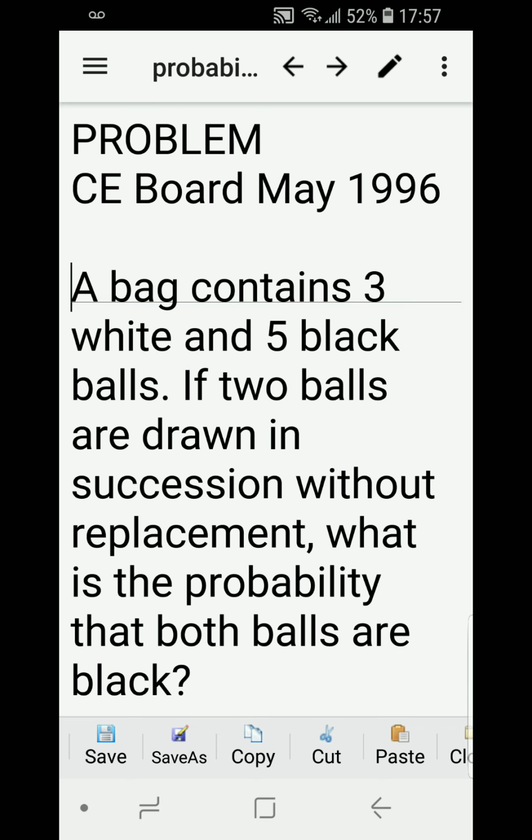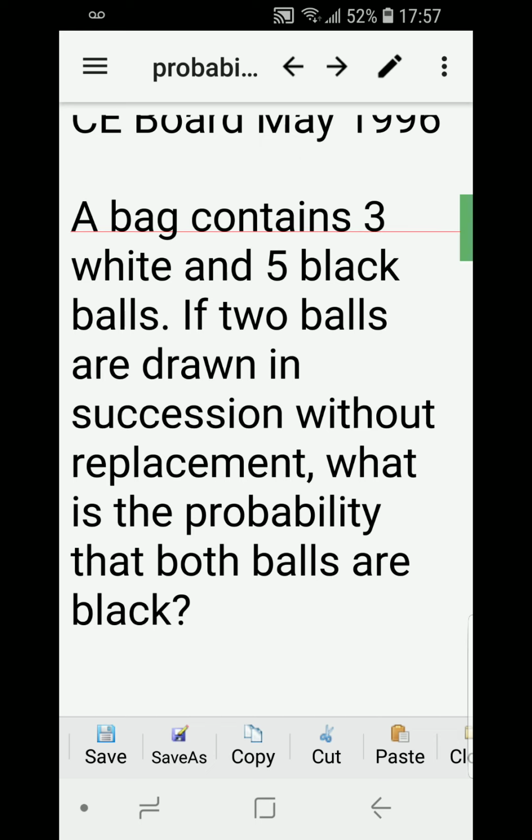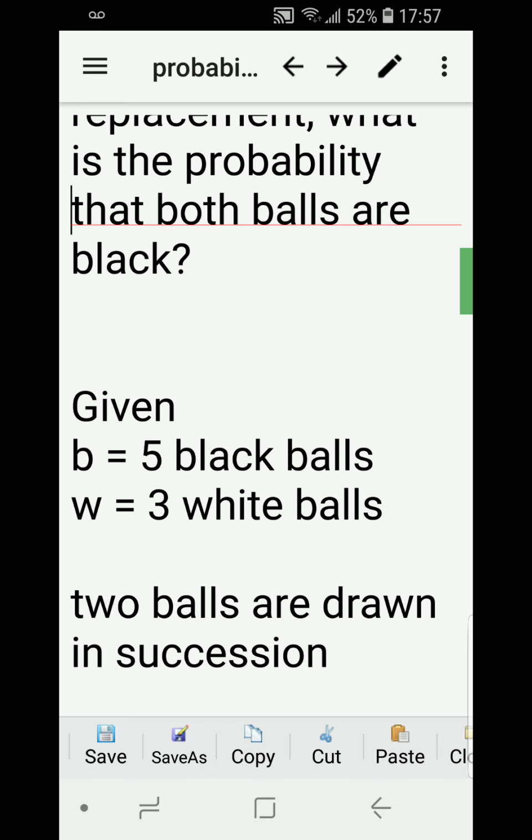So, the problem reads: a bag contains 3 white and 5 black balls. If 2 balls are drawn in succession without replacement, what is the probability that both balls are black? Right.